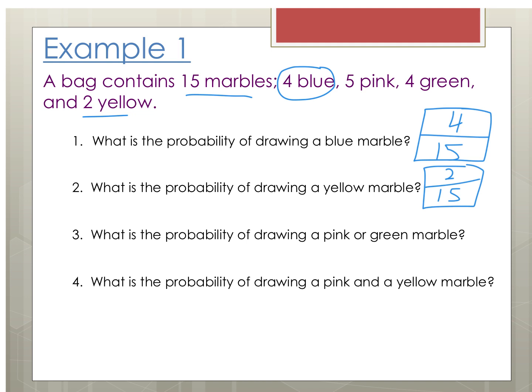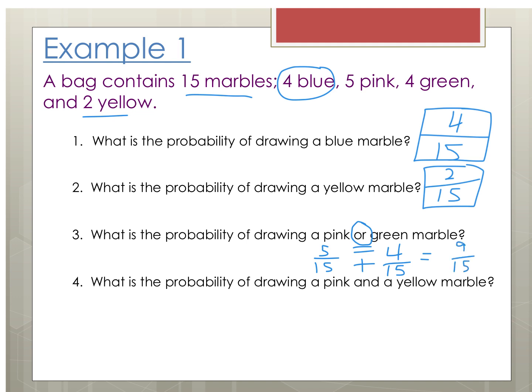What's the probability of drawing a pink or a green? So the key word "or" in probability is kind of important, because if you ever see "or," that means we have to add the probabilities together. So the probability of getting a pink, well, there's 5 pink out of 15 in the bag, plus we have another 4 green out of 15 in the bag. And if we add those up, 4 plus 5 becomes 9 out of 15.